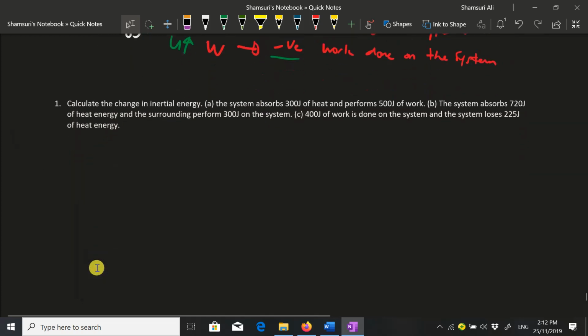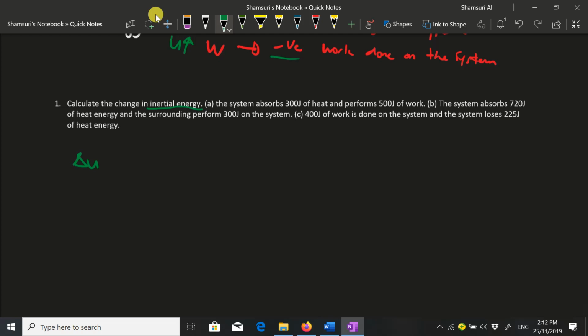So calculate the change in internal energy. So it mentions the change of internal energy, so it should be delta U. A, the system absorbs 300 joule of heat and performs 500 joule of work. B, the system absorbs 7,200 joule of energy and the surrounding performs 300 joule on the system. C, 400 joule is done on the system and the system loses 225 joule of energy.